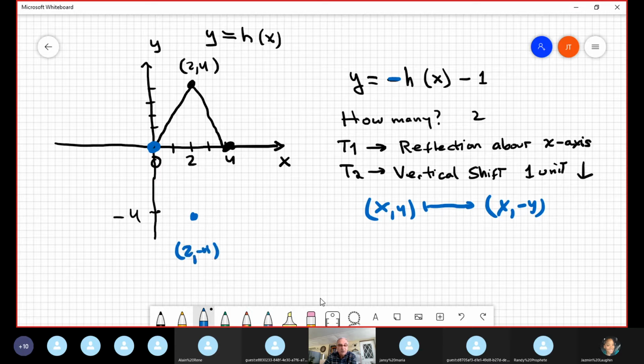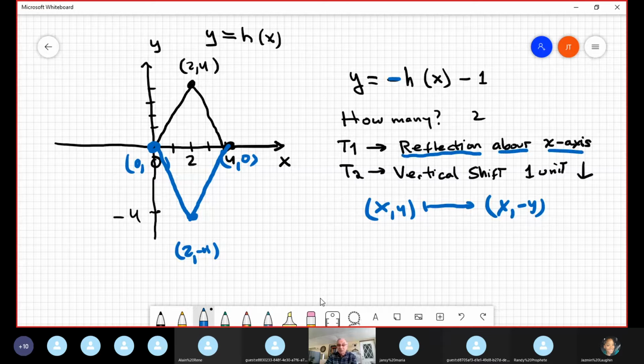This point is the point 2, -4. And this is 0, 0, stays the same. And this is 4, 0. Zero has no sign. So this is transformation number one. And it makes sense according to the name, reflection about the x-axis, flip it. Now, the vertical shift is down. Okay, one point by point.